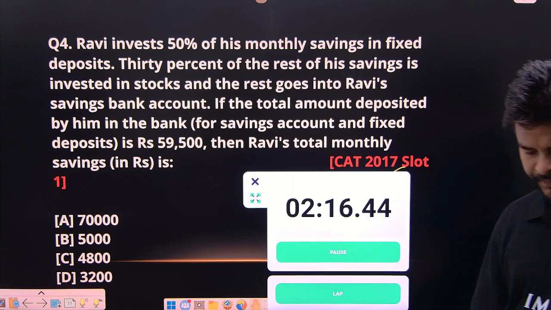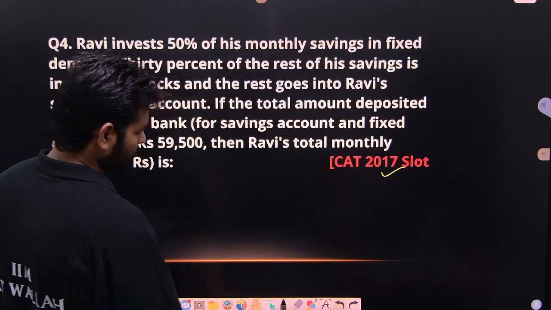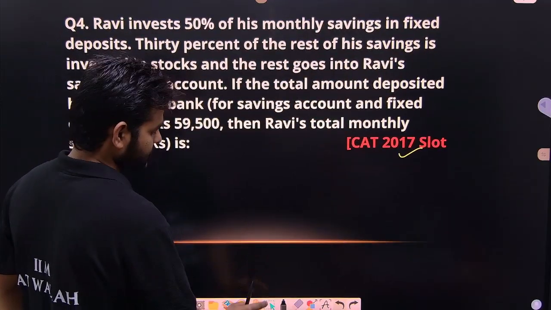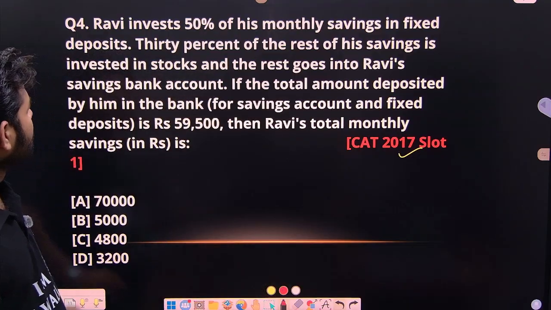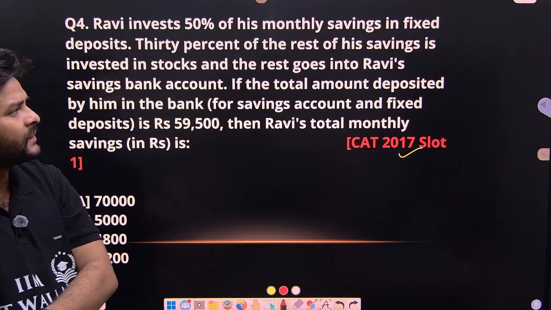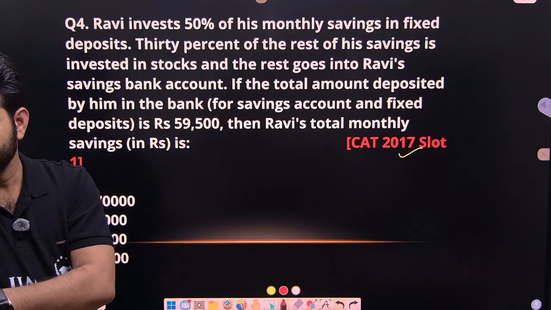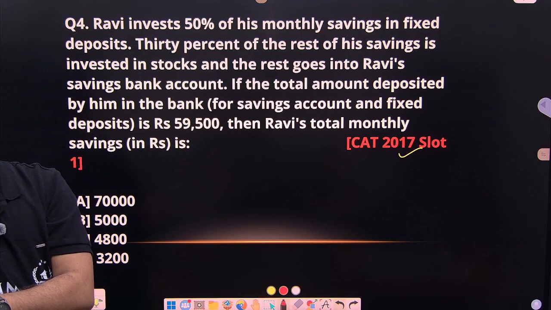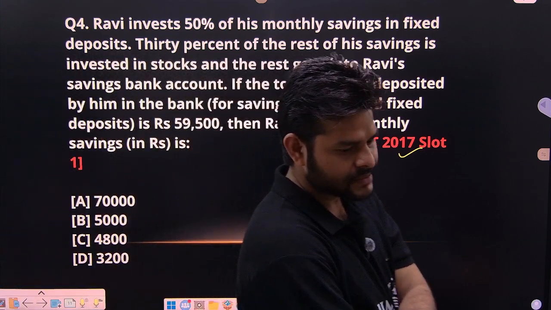Okay, guys. 1 or 2 students got the answer. Let's see how to take the approach to such kinds of questions. You need not get worried. Ravi invests 50% of his monthly savings in fixed deposit FD. Did you get it? What is the answer? Very nice. 70,000 is the correct answer.